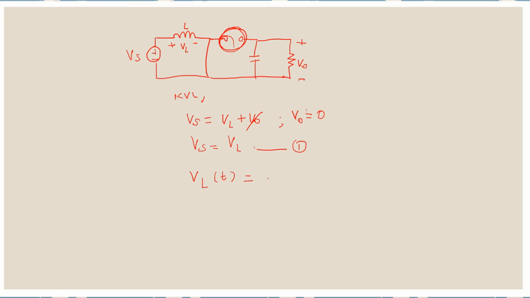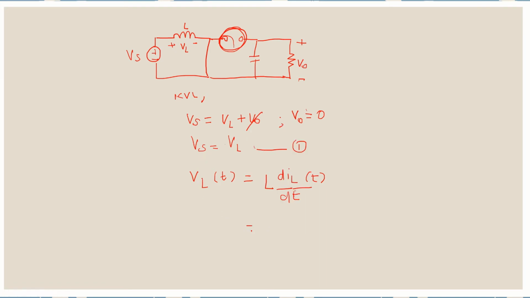Okay, VL equals L dIL divided by dt. I believe many of you still remember. Okay, that's in terms of time. Right, so if you reshuffle the equations, you now say that the VL equals the VS.